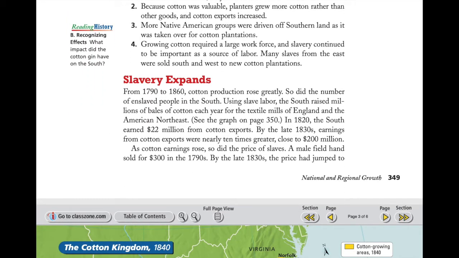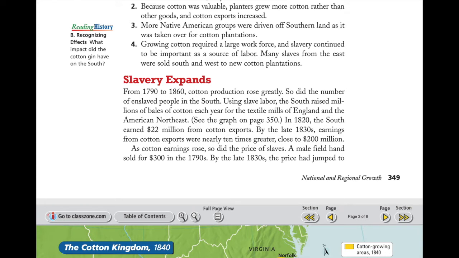Slavery expands. From 1790 to 1860, cotton production rose greatly. So did the number of enslaved people in the South. Using slave labor, the South raised millions of bales of cotton each year for the textile mills of England and the American Northeast. In 1820, the South earned $22 million from cotton exports. By the late 1830s, earnings from cotton exports were nearly 10 times greater, close to $200 million.